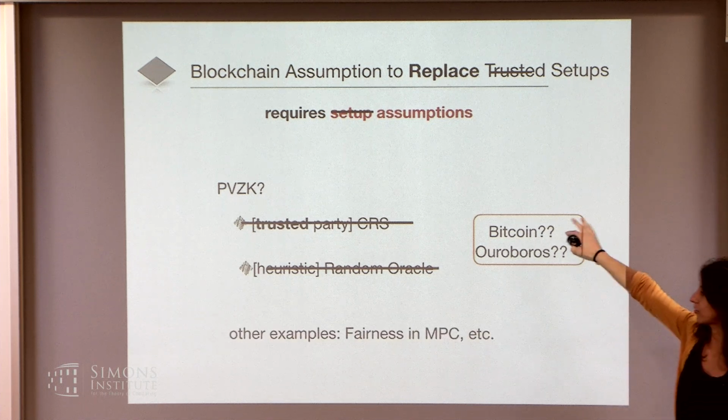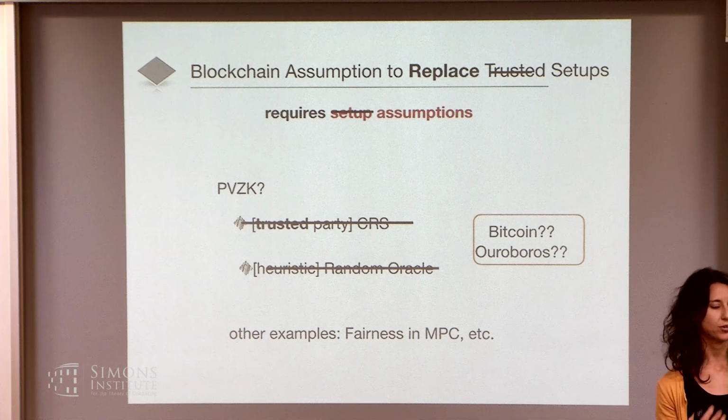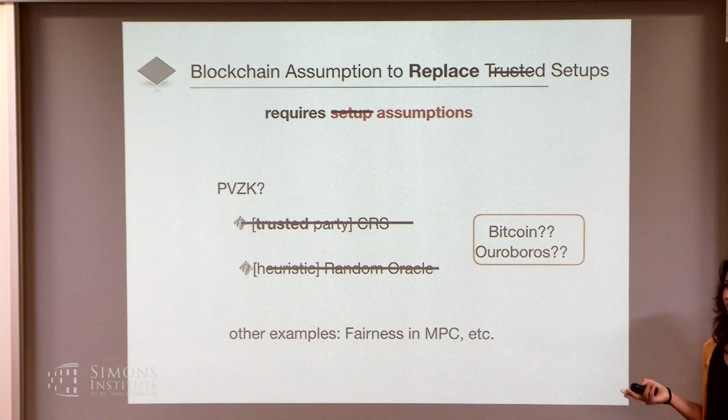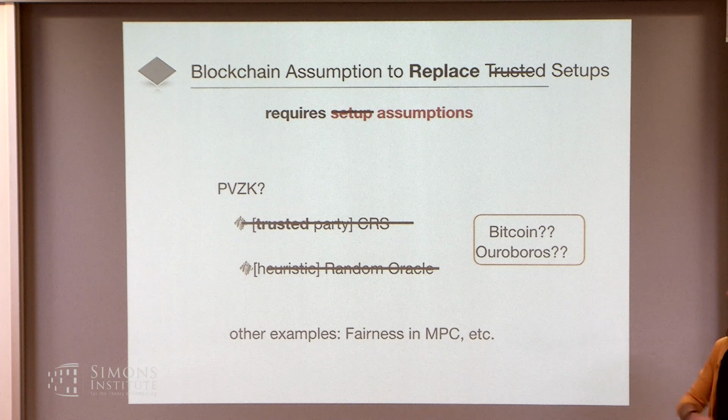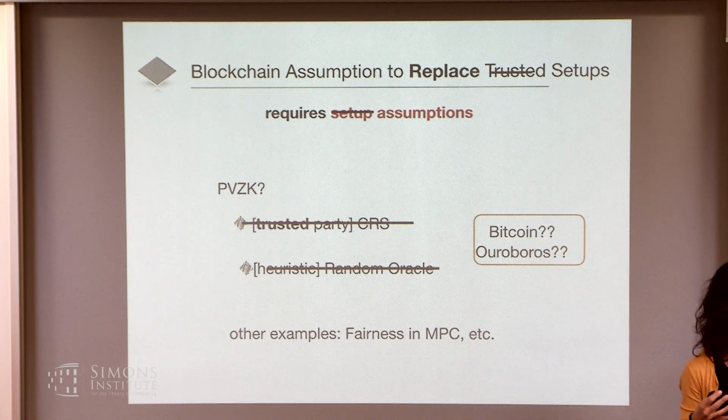And this question has already been explored for other tasks. For example, fairness for MPC. We know that it's impossible to have fairness in the standard model, but maybe we can leverage Bitcoin to have a fair MPC protocol.